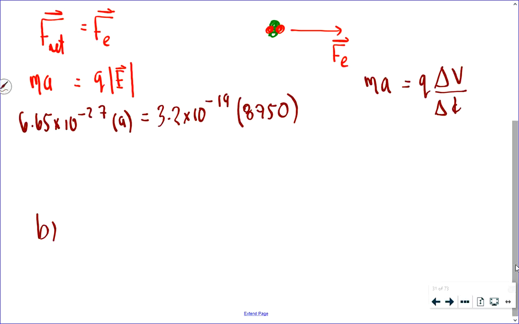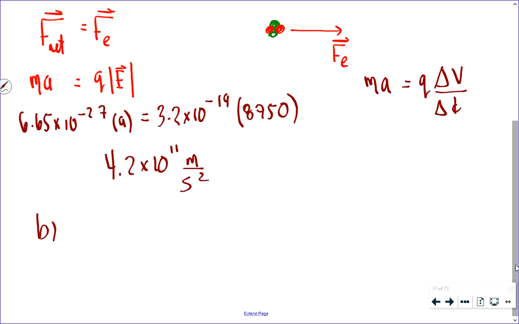And Jack, will you let me know when you have it? We're just calculating the acceleration here. You got it? What is it? 4.2 times 10 to the 11. 4.2 times 10 to the 11. Anybody else up for that?